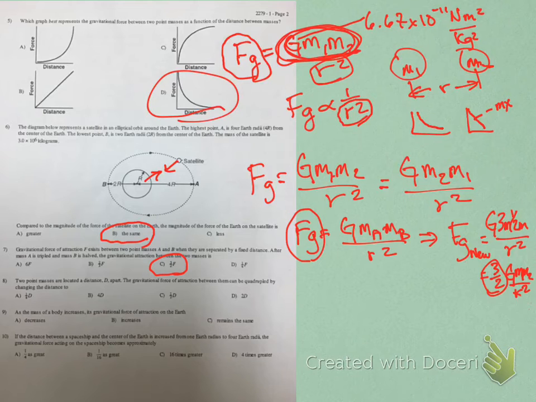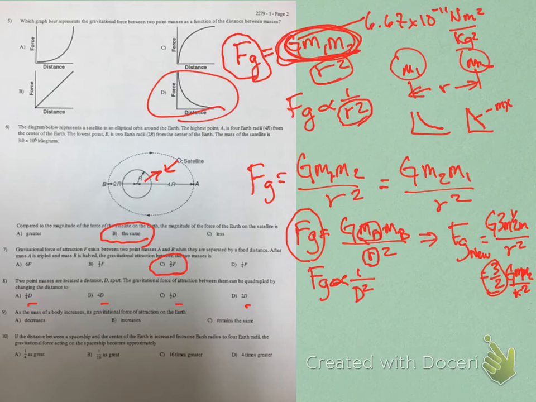Next question, another what if. 2 point masses are located a distance d apart. The gravitational force of attraction between them can be quadrupled by. Well, you can change the masses, but that's not in any of the answers here. They all have d. So we have to focus on how is Fg related to d. D is just the letter they're using for R. This is going to be similar to what I was talking about above. It's proportional to 1 over, I'm going to just call it d squared.